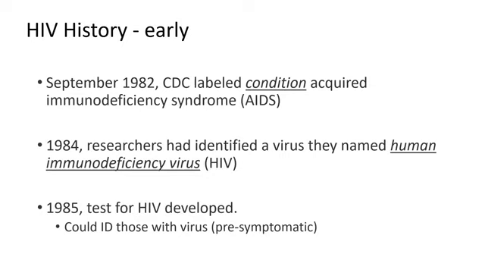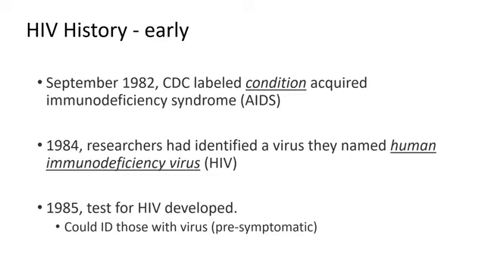So in September of 1982, the disease had been around for about a year, and the CDC labeled the condition, which is different from the virus, as acquired immune deficiency syndrome, or AIDS. At this point they still didn't know what caused it, but when someone showed up with several different diseases and a very weak immune system, they would label that AIDS.